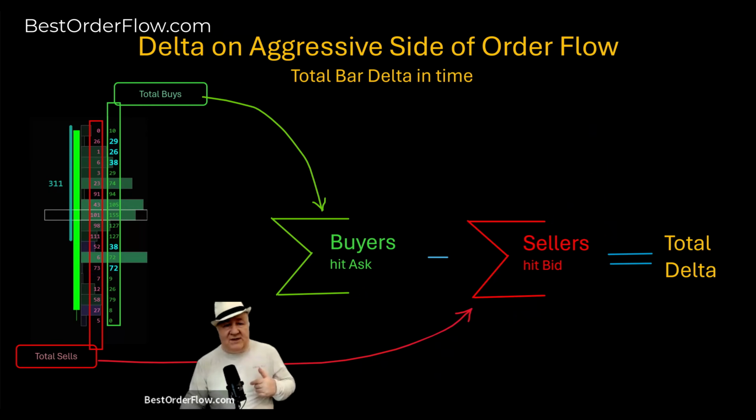And what's interesting about order flow is that it is based on bid and ask, which gives us a delta.